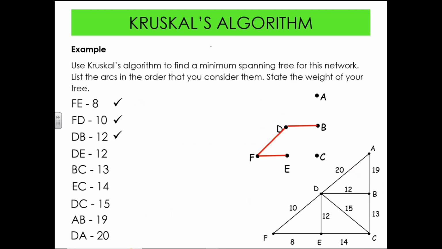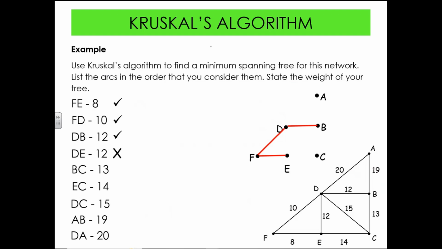Oh, DE is the first one that we come across a problem. DE, if we added DE in here, it would form a cycle. So we can't add DE on. So put a cross to indicate that you haven't chosen that one, or you can crop it out or whatever. And we just keep going down the list.